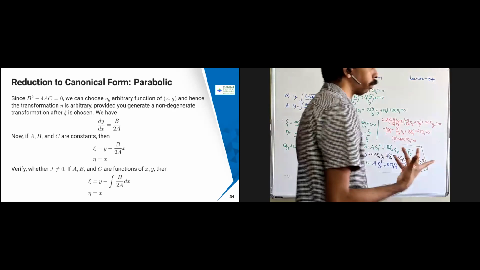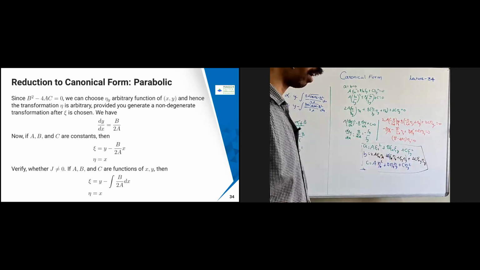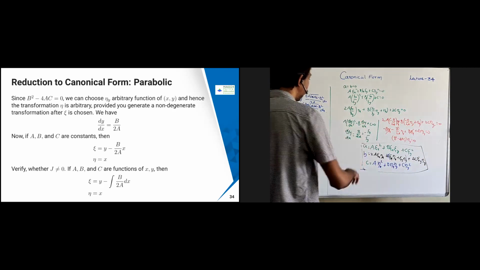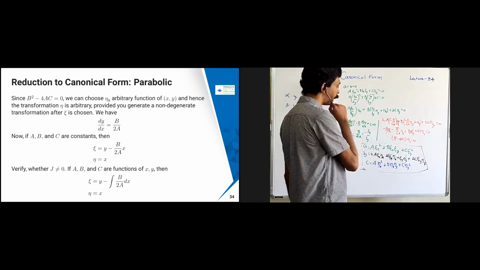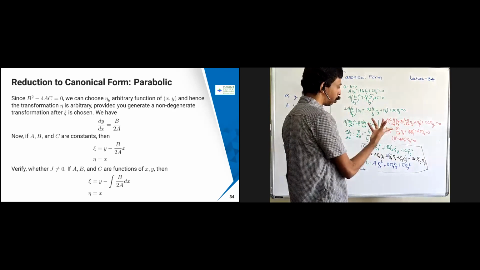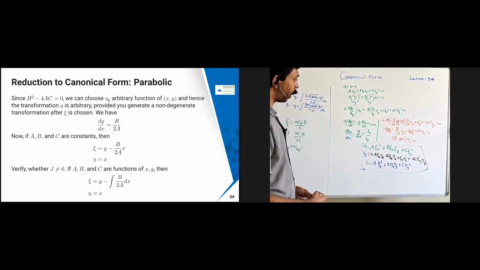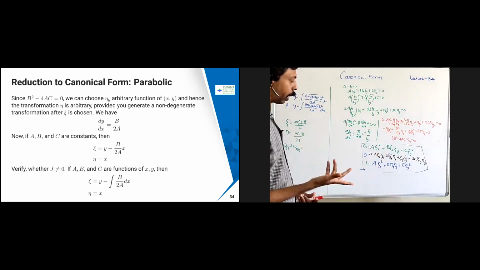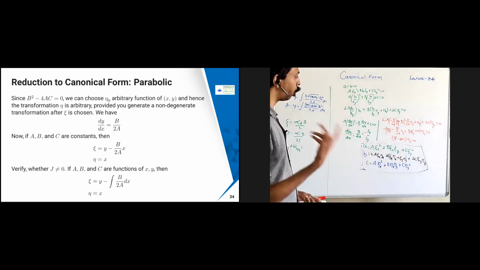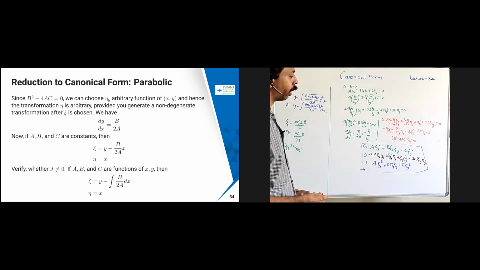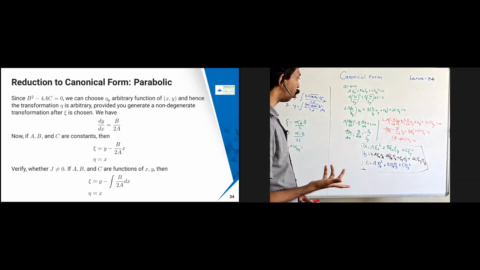Therefore, the coordinate is also going to be arbitrary. Although I say arbitrary, there is one restriction we will put, because the Jacobian should not be equal to 0. That means these two should be independent. Chi and eta should be mutually independent. You need the Jacobian not equal to 0, which means you have to get a non-degenerate transformation. If you use the same chi, then your Jacobian is going to become 0, so you should be careful with that.